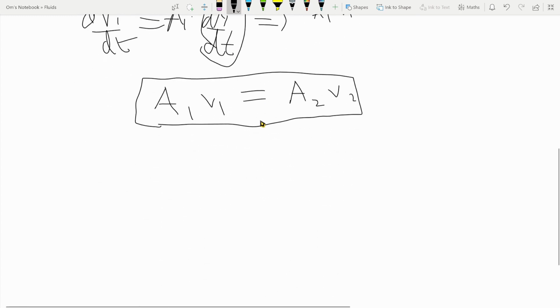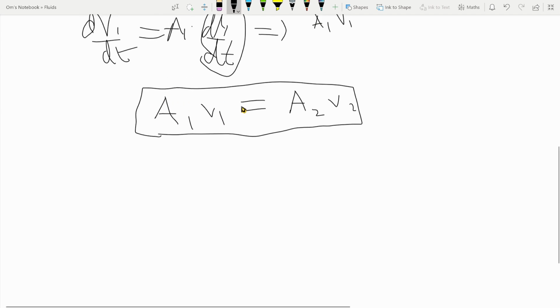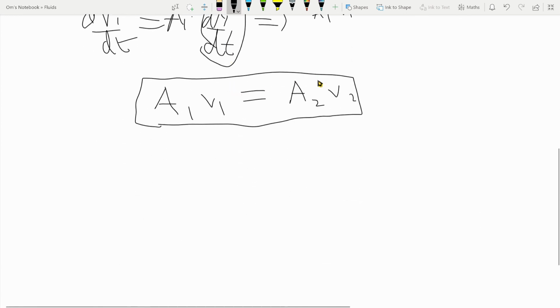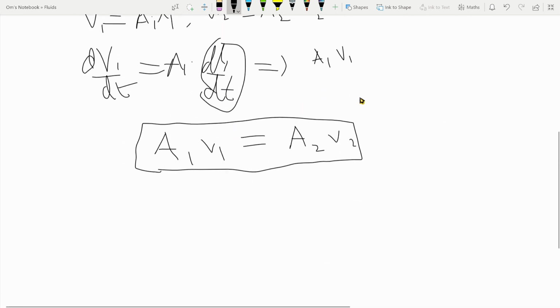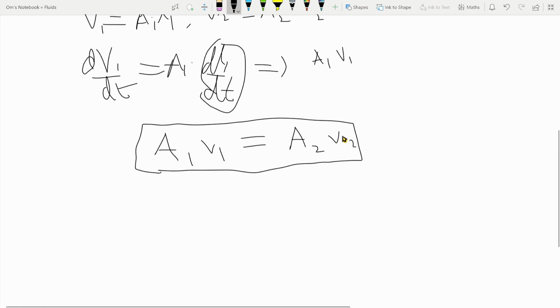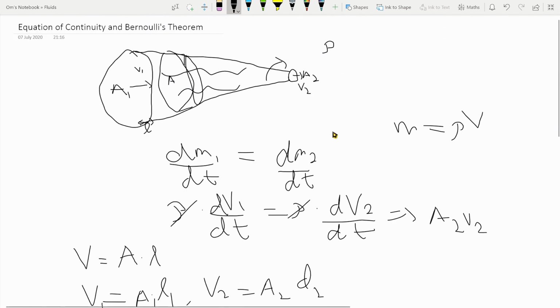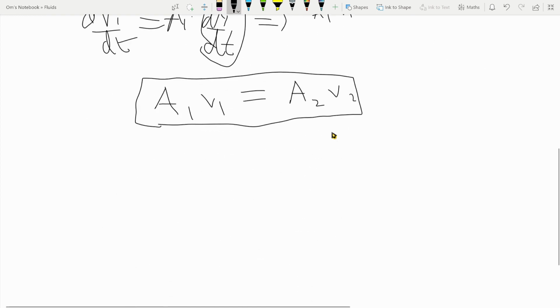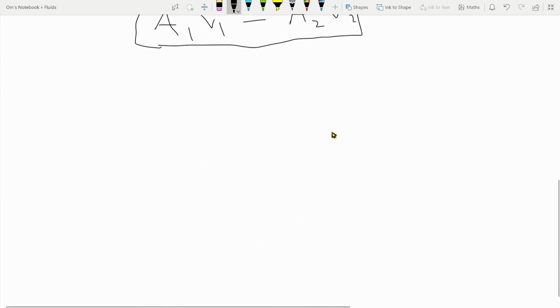And so you can draw a few conclusions. If the area of cross section is very small, then the velocity of the fluid through that region will most likely be quite high, and vice versa, that is, if the area of cross section is very large, then the velocity of the fluid through that same cross section will also be quite small. So that's pretty much all about the equation of continuity. And next we'll talk about Bernoulli's theorem.